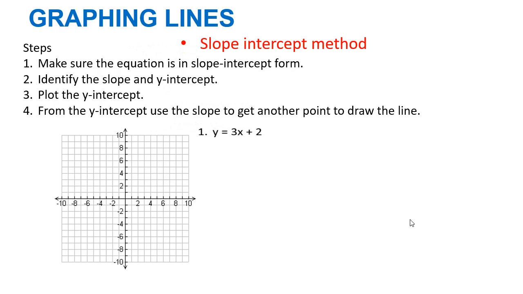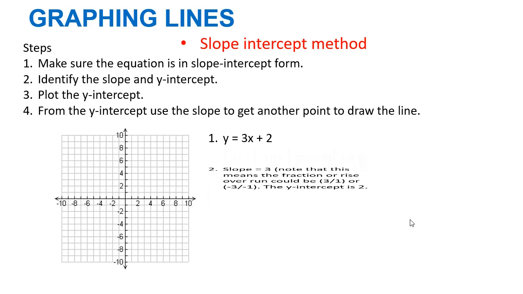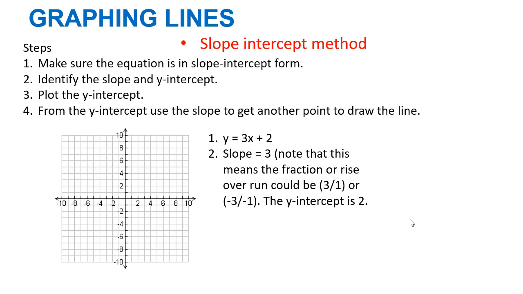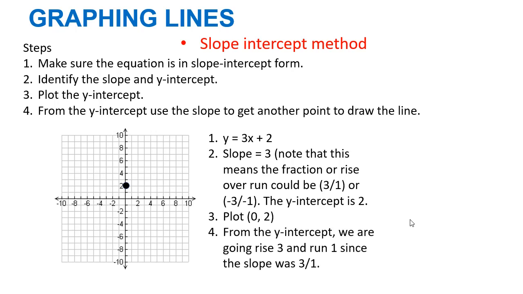So let's try it. We've got y equals 3x plus 2. The slope is going to be 3 and the y-intercept is going to be 2. So if I go ahead and plot the y-intercept of 2, it looks like this. And then if I go up 3 and over 1, it's going to give me another point right here. And then all I've got to do is connect those two points with a straight line and an arrow on each end, and I'm good to go.